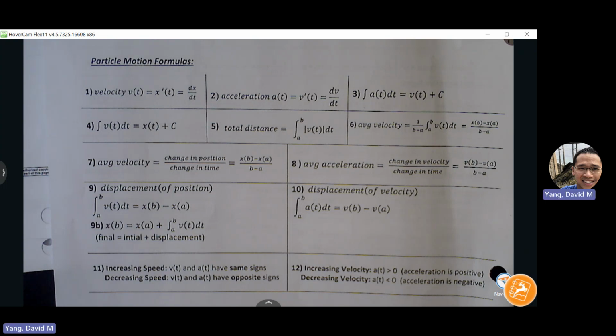Yeah, typically the word increase or decrease changes whatever name of the expression is talking about. But speed is kind of different. It has a special rule of having to compare signs between 2 different functions. Okay.